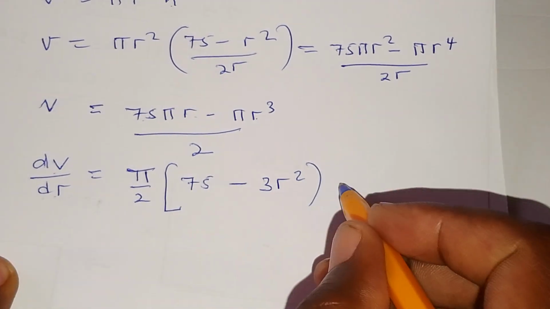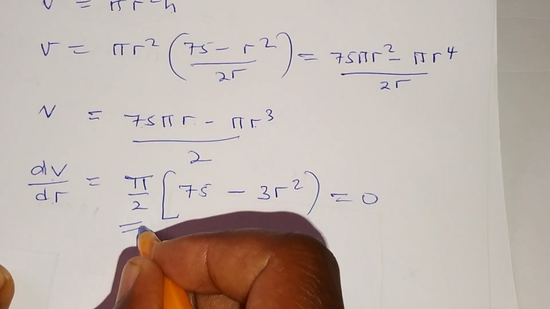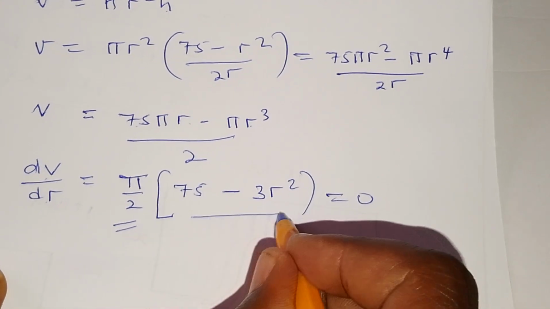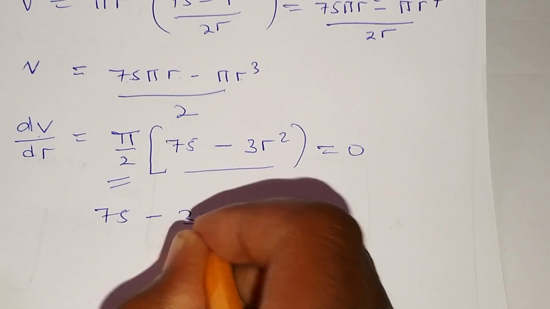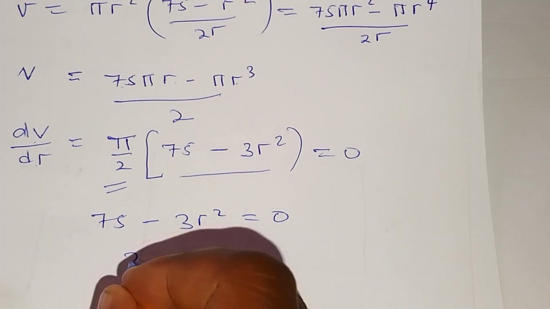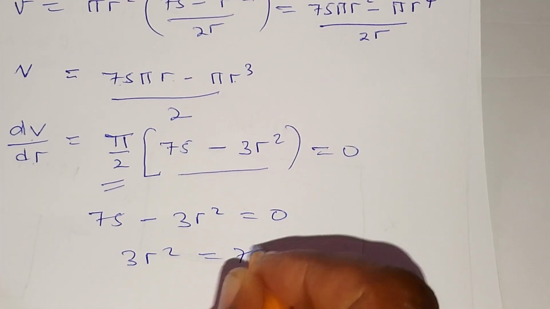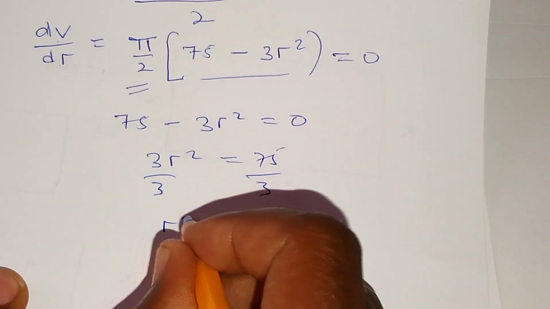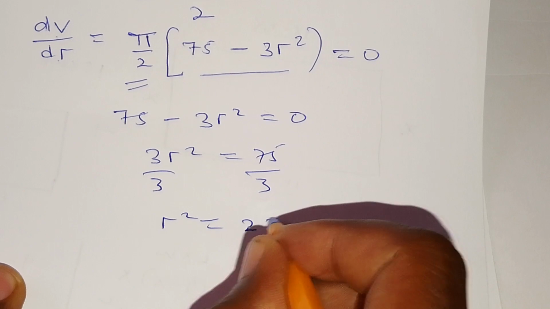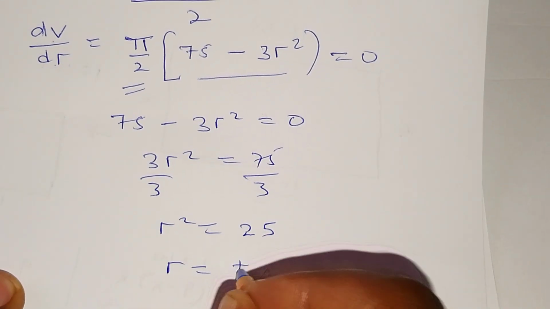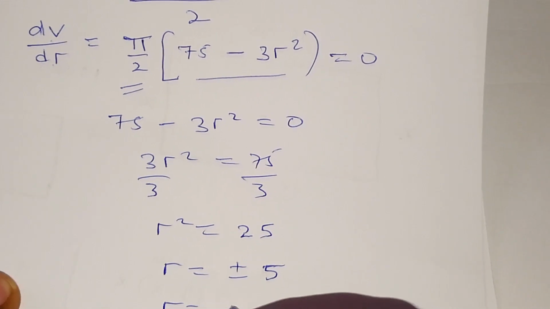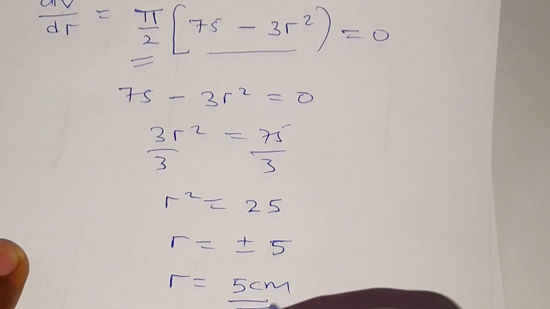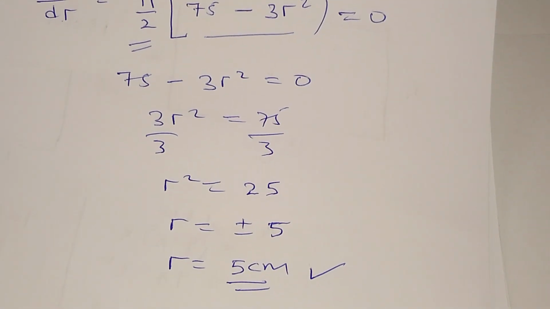I know when I set this equal to 0, pi over 2 is not equal to 0, hence this part is the one that is going to be equal to 0. So we have 75 minus 3r squared is 0, so 3r squared is 75, so divide by 3 both sides, that gives me r squared is 25, so r is plus or minus 5. And since r cannot be negative, we are going to take r equals 5 centimeters.